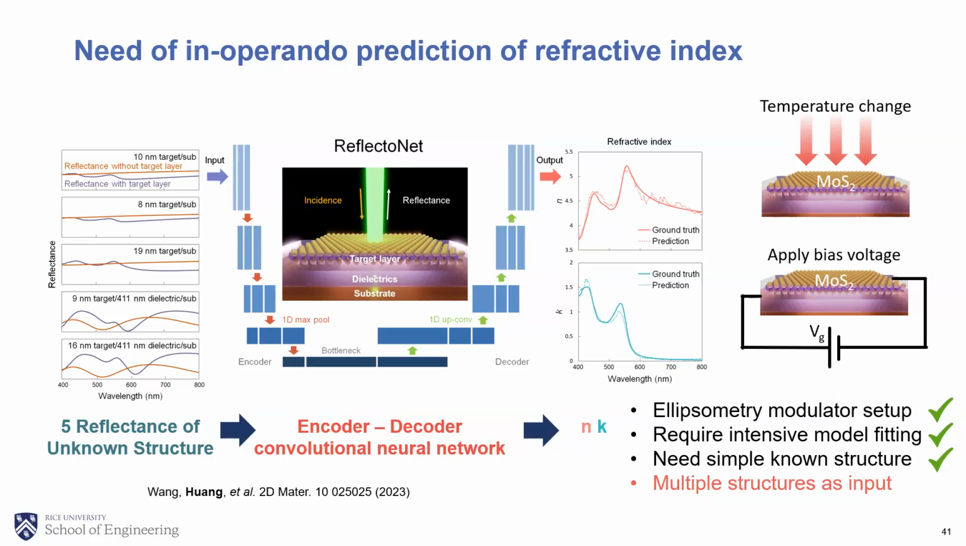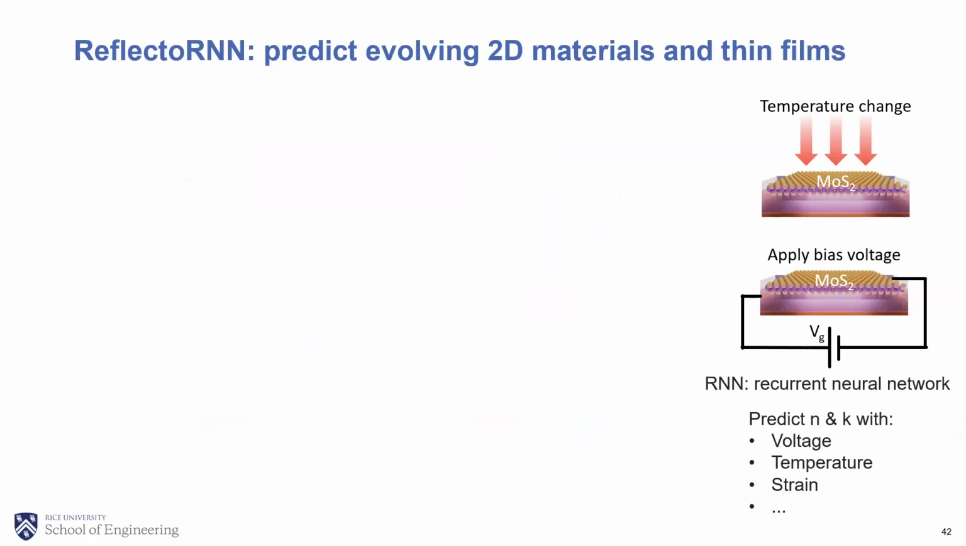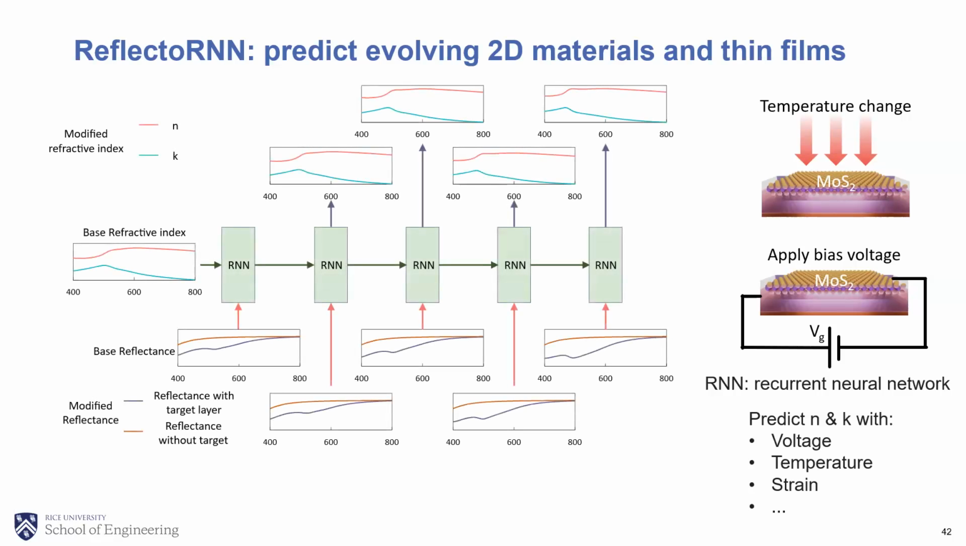The next slide. So we then developed a new network, and we actually used a recurrent neural network, RNN. So we call this Reflector RNN. It can predict evolving 2D materials and thin films. For example, we can predict the N and K in response to bias voltage, temperature change, and strain. Next slide. So this Reflector RNN works like this.